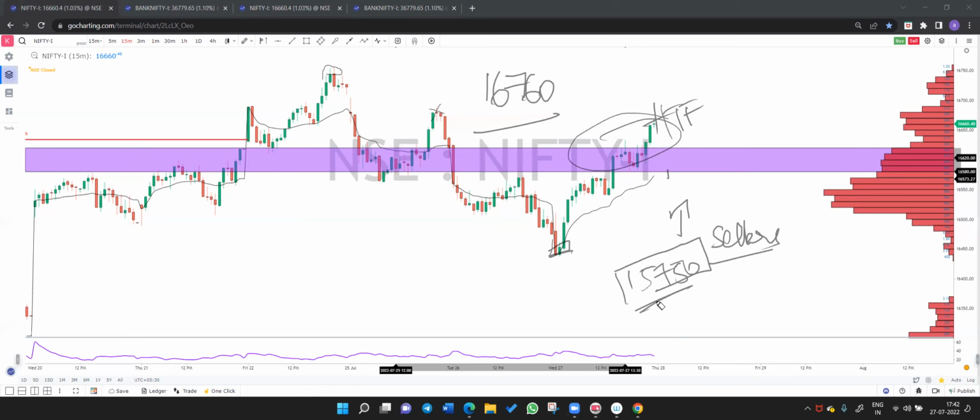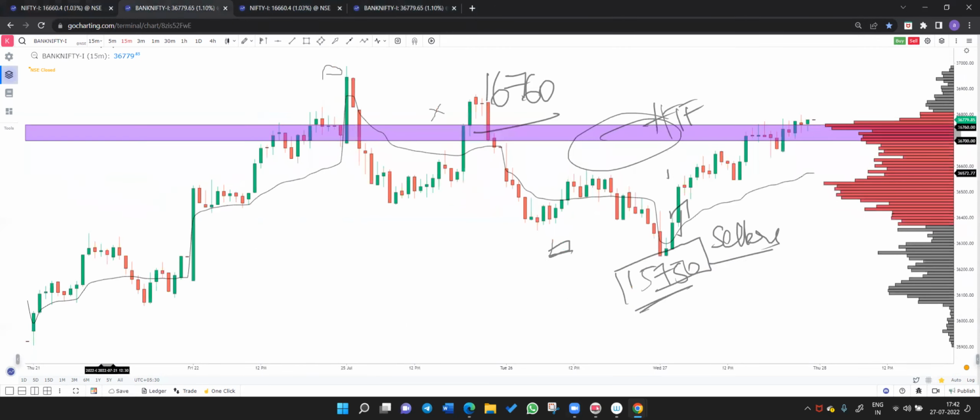As of now, the 15,750 buyers are still strong, and we don't have any business at that level because we are trading somewhere at 16,660. So there is no need to look at that reference as of now. Moving on to Bank Nifty.